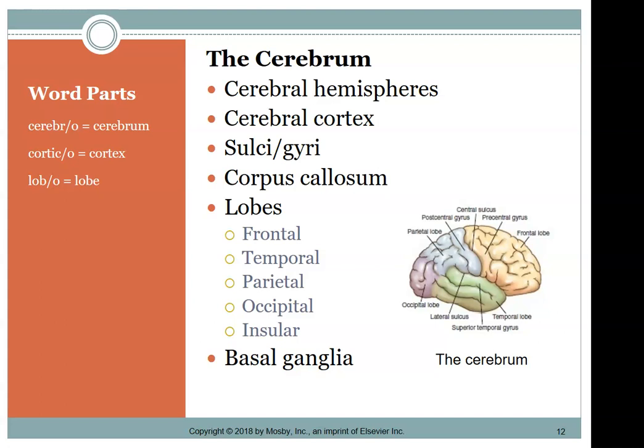The subthalamic nucleus influences the globus pallidus after receiving stimulus from either the cerebral cortex or the corpus striatum. The claustrum is a thin layer of gray matter that is considered to be part of the basal ganglia. Damage to the basal ganglia plays a role in several neurological disorders, including Parkinson's and Huntington's disease. And your word parts: cerebro is cerebrum, cortico is cortex, and lobo is lobe.